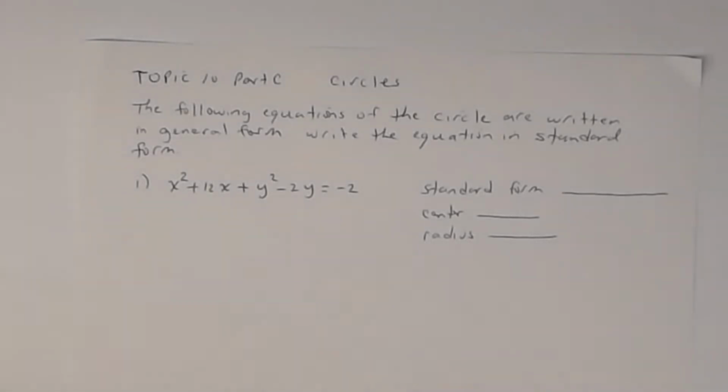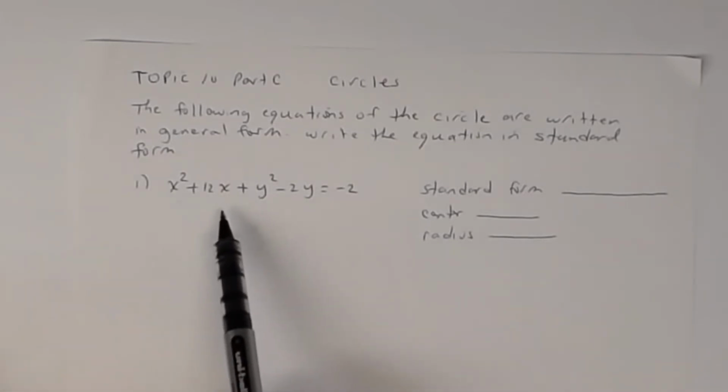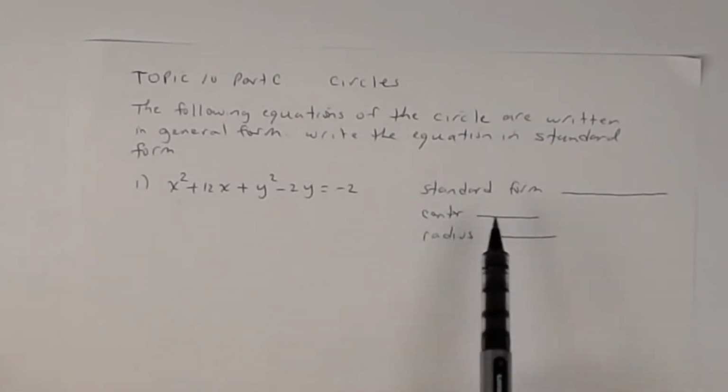All right, so let's talk about topic 10, part C, and we're continuing our study on circles. Now, notice one of the worksheets looks like this. It's going to say the following equations of a circle are written in general form. Now, this is general form, and they want you to write it in standard form.